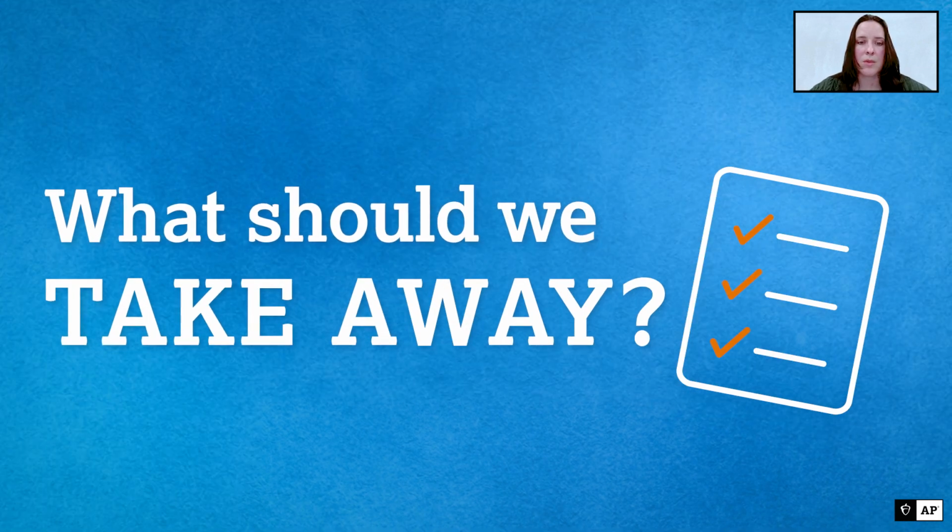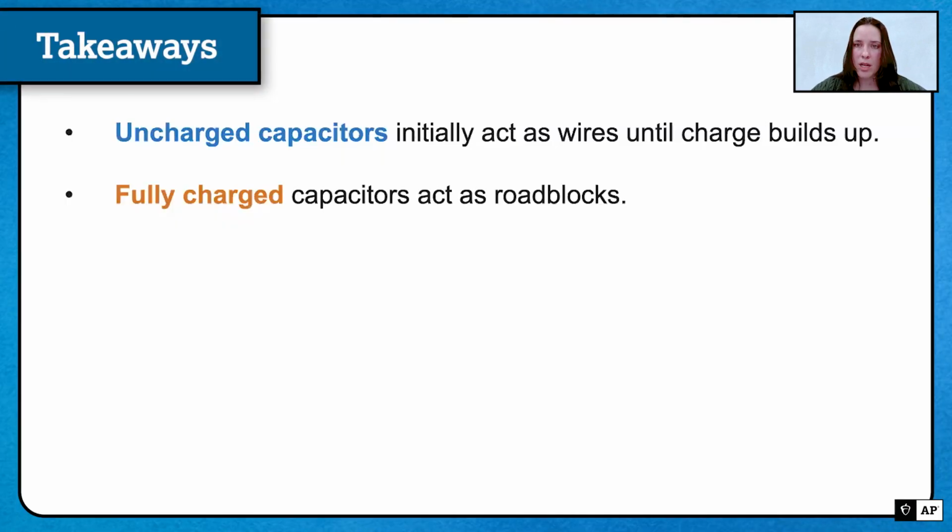So what should we take away from this? When we are looking at a super long time in the future, as time goes to infinity, what we call a steady state, as you'll see it in questions, uncharged capacitors act as wires initially, as soon as you close that switch when they're empty. And then as your charge builds up, once they're full, they're like, no more. They act as roadblocks. Your resistors act like wires when your capacitor is full, and they act as roadblocks the rest of the time.